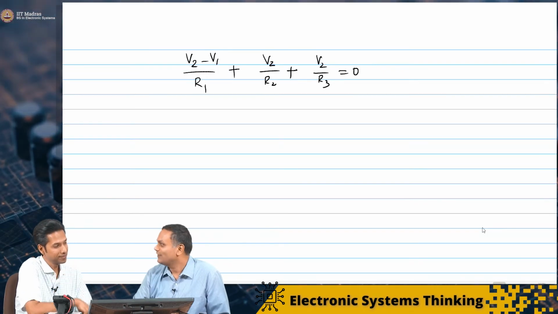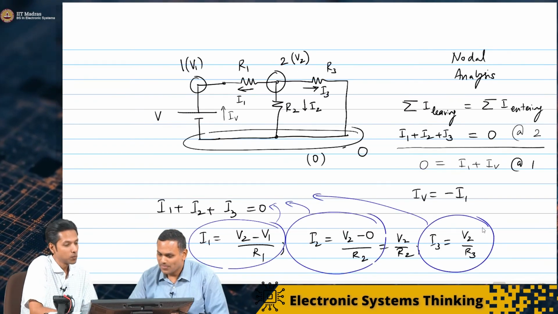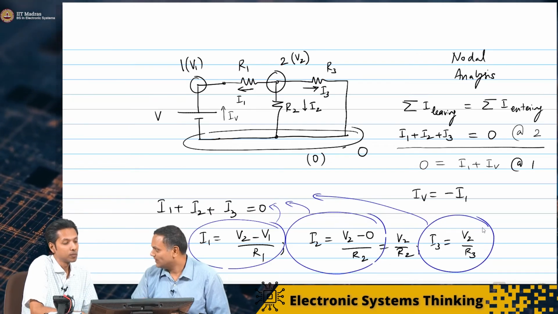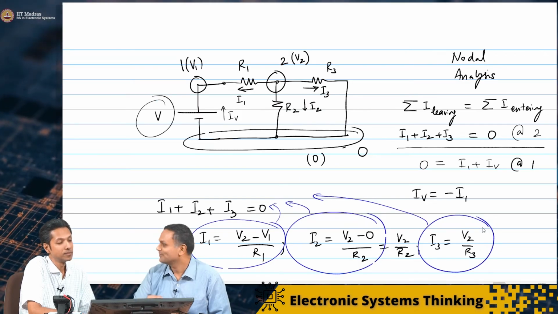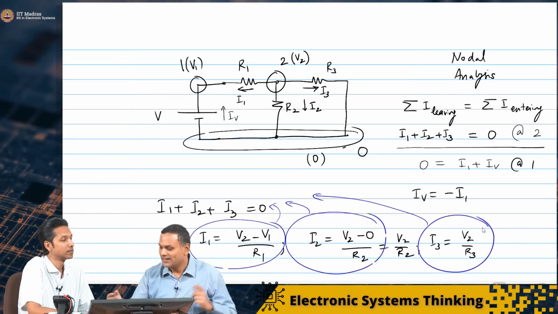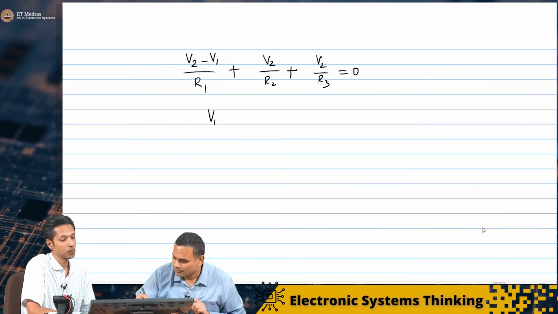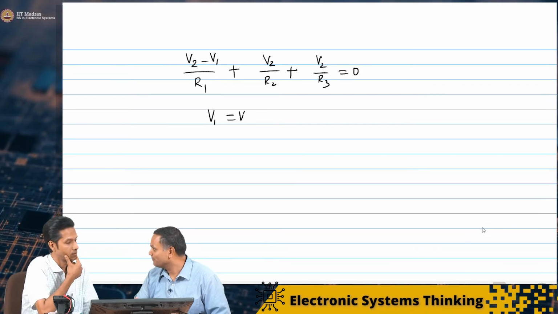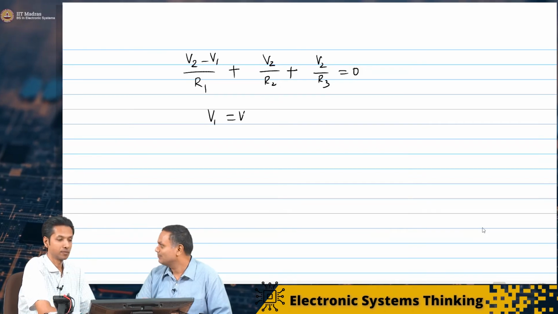For the other node also we have to write the equation. So what do we do for the other node? Let's go back. The voltage at V1 is already known. It is nothing but V. So V1 is nothing but V, and we don't need to write any Ohm's law. We already know V1, so now all we have to do is substitute it back.